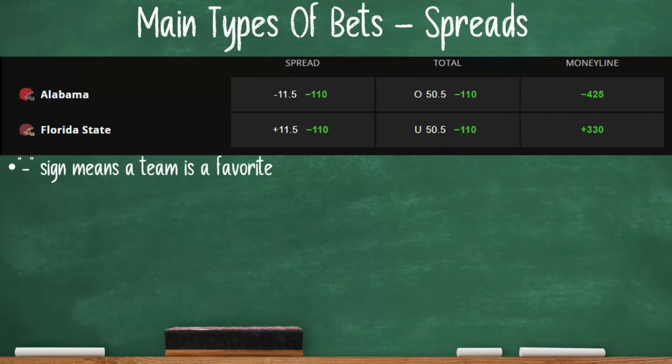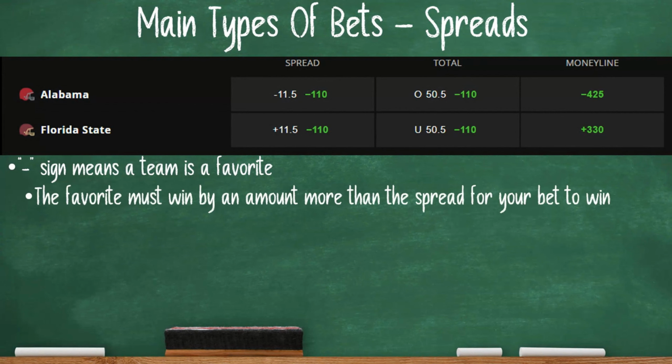And so when you are looking at any particular game, let's walk through what you're actually looking at. So the most important thing is, well, what is the spread, right? And so when you're looking here, the minus sign means that a team is a favorite. They're expected to win. This is also called betting chalk. And so the favorite, when you're betting a spread, this means that they must win by an amount more than the spread for your bet to win.